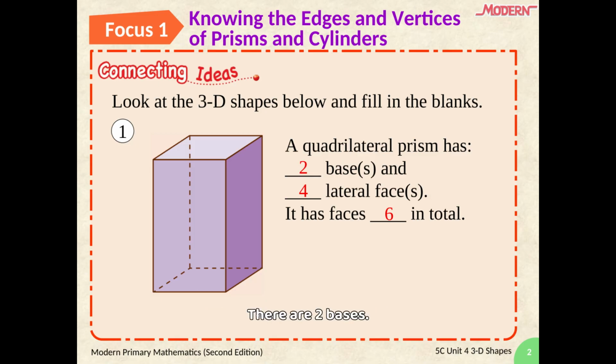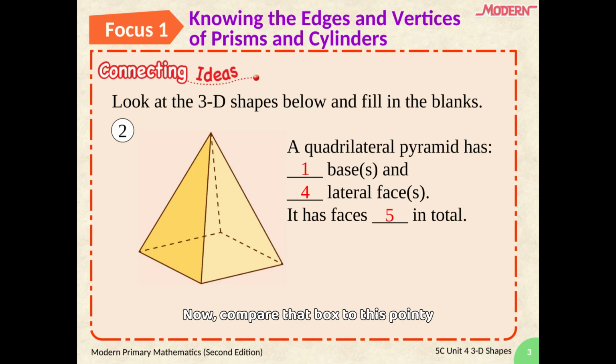There are two bases. Now imagine walking around the middle. Those are the lateral faces. There are 4 of them. So, the total number of faces is 2 plus 4, which is 6. Whenever you see a shape, ask yourself, where's the top, where's the bottom, and what's connecting them? That's the way of the math master.